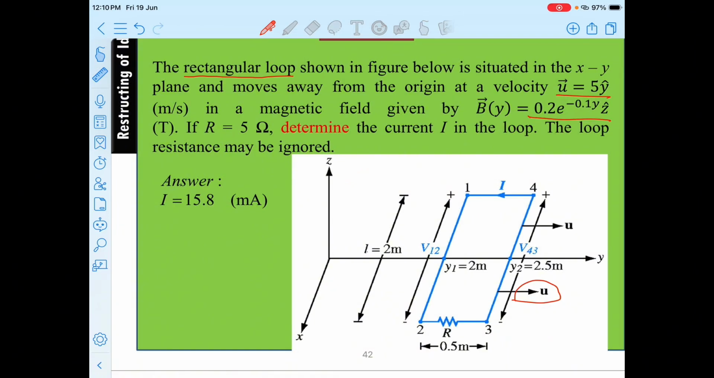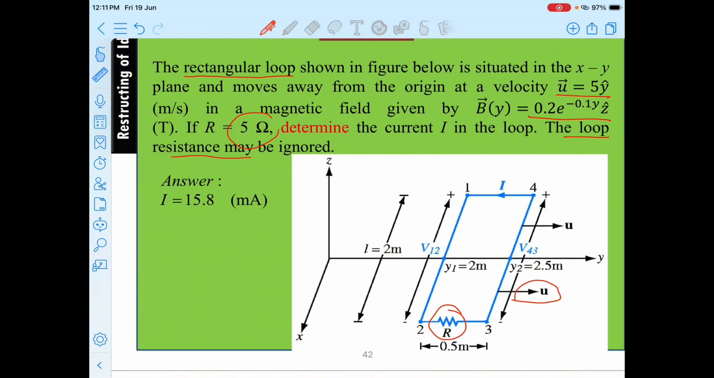If R equals 5 ohm, where is the R? R is over here. Determine the current in the loop. The loop resistance is the internal resistance of the wire, so we don't consider the internal resistance of the wire in these questions.